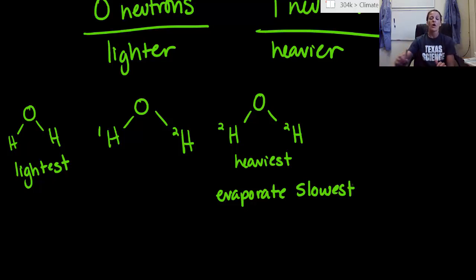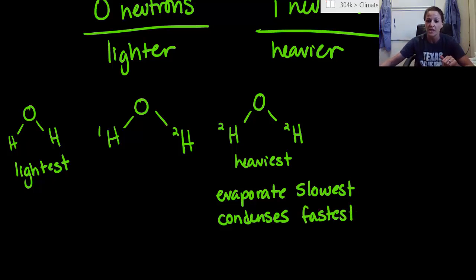Now, the same argument goes for the reverse. So now if all 3 of these are in the gaseous state, the heaviest one requires the most energy to stay as a gas. And so because it is so heavy, it doesn't stay as a gas for very long. And so it almost immediately tries to condense and go back into the liquid state. And so even though it evaporates the slowest, it condenses the fastest because it's just going to do anything it can to not be in that gaseous state. So it evaporates the slowest and it condenses the fastest.